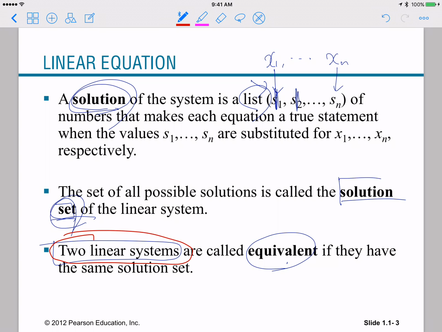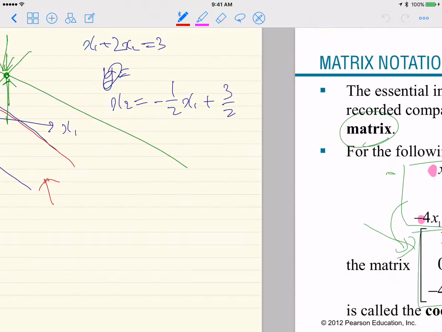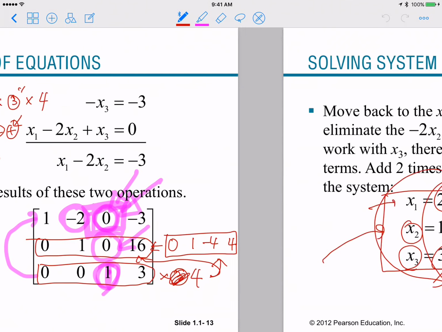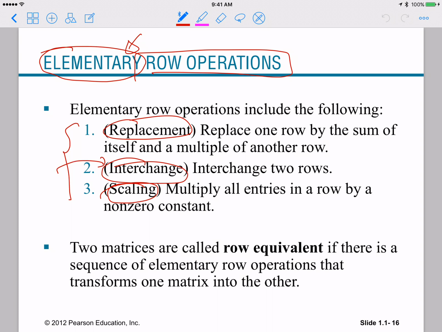Yeah, so if the two linear systems have the exact same solution set, then we call them equivalent. Okay? Now, in this new slide, we see the new term of row equivalent. It's almost the same, but the first one was about the two linear systems, which doesn't necessarily involve any matrix notations. But in this case, we think about the two matrices from the two different sets of equations.